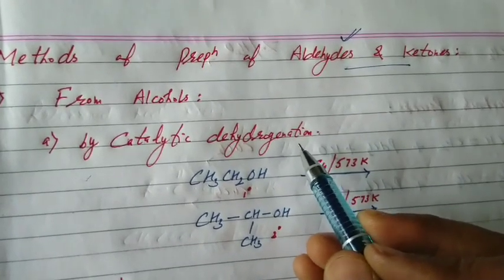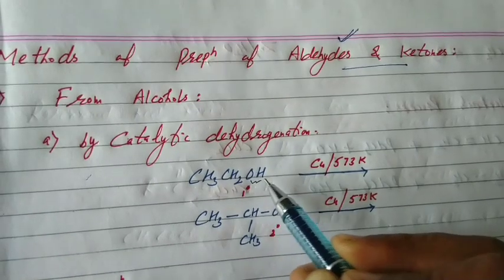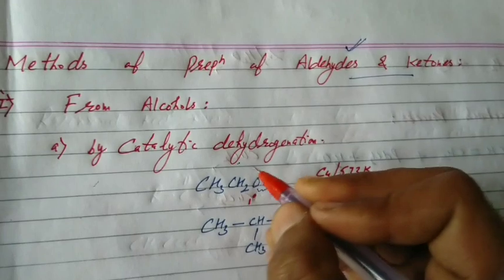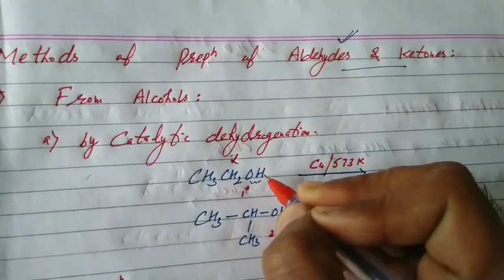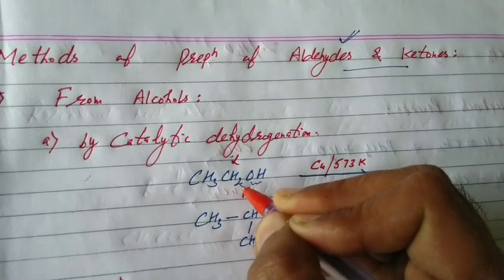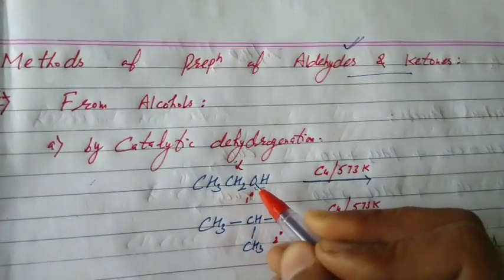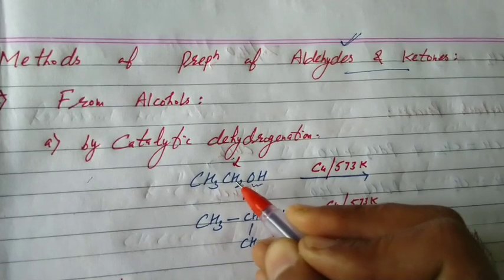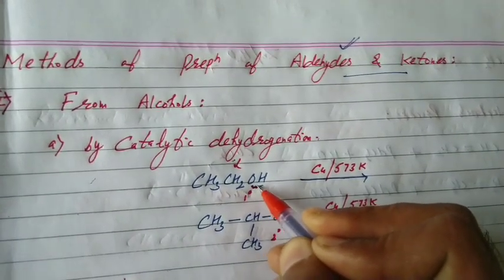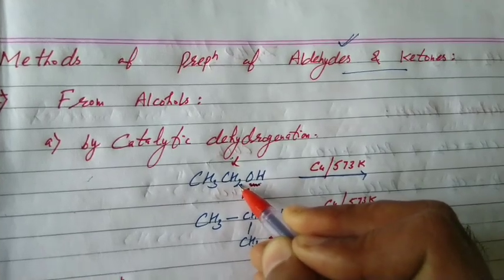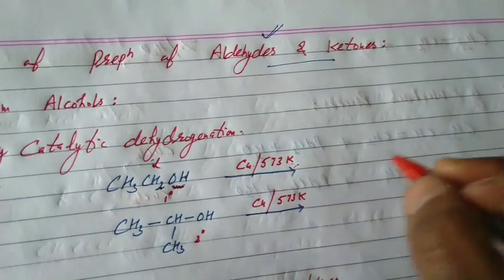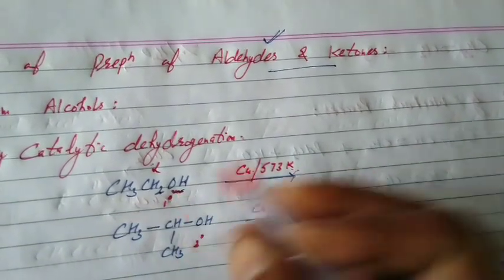The catalytic dehydrogenation reaction proceeds due to the hydroxyl group as well as the alkyl group, that is, the alpha carbon will participate. There is loss of hydrogen from the hydroxyl group and one hydrogen from the alpha carbon atom of the alkyl group. What did we get? CH3CHO. That is, the reaction proceeds due to the alkyl group as well as the hydroxyl group. That is again important in alcohols. Complete the reaction. What did we get? CH3CHO plus H2.